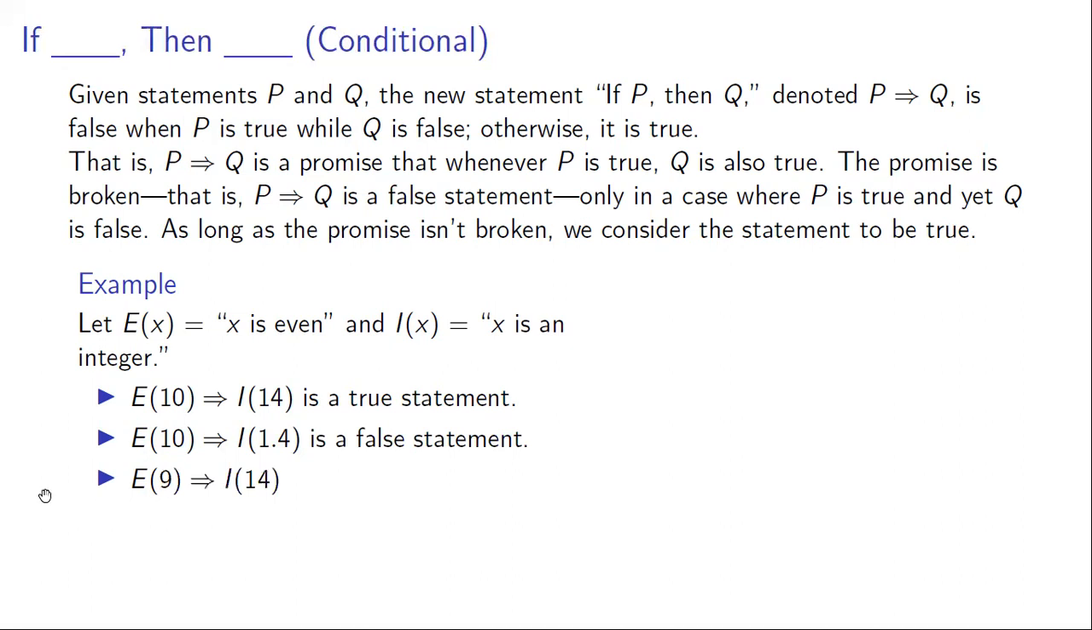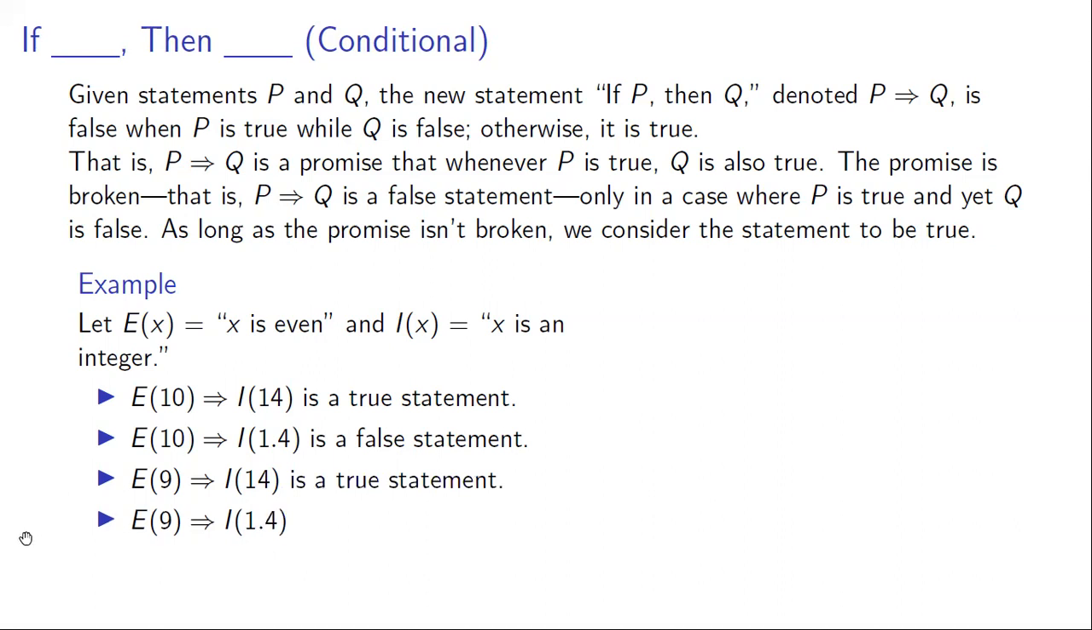Here we're saying if 9 is even, then 14 is an integer. Well, the precondition of this promise was never fulfilled, right? I'm promising you that if 9 is even, then 14 is an integer. Well, I don't really care whether 14 is an integer or not. The point is we never fulfilled the first stage of the promise. So we have no obligation for 14 to be an integer or not, but this is a true statement.